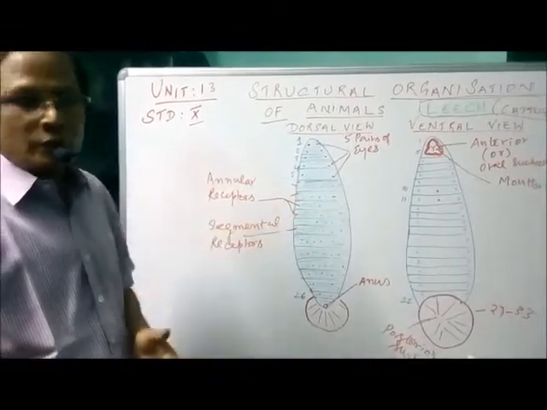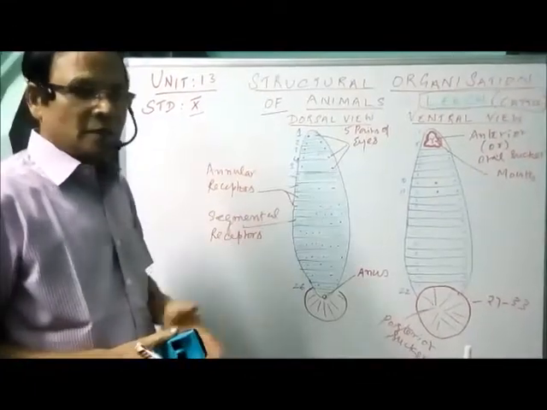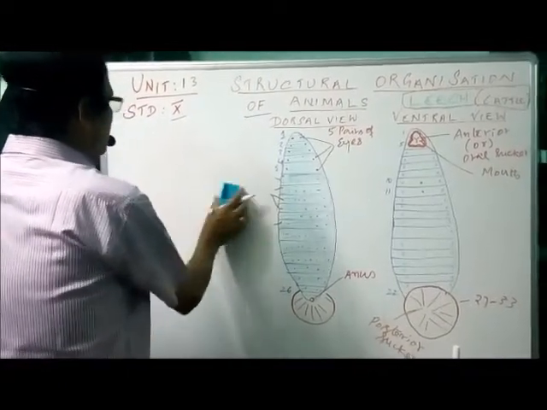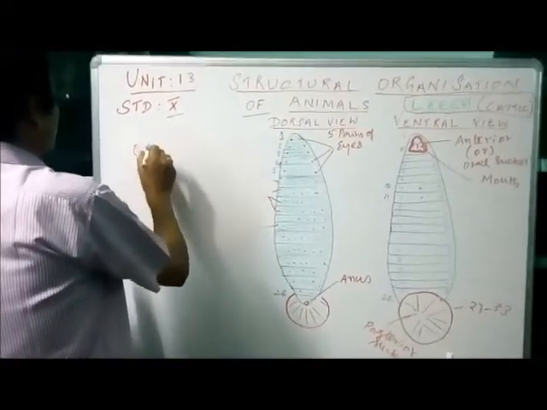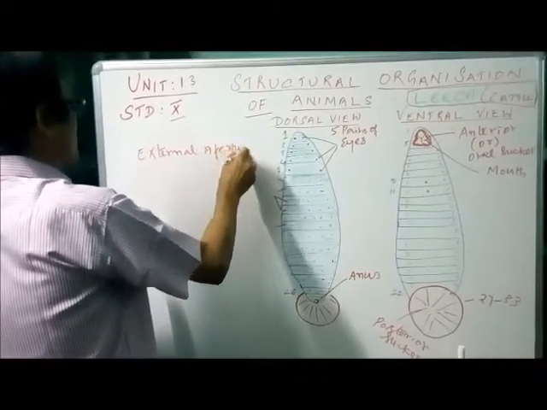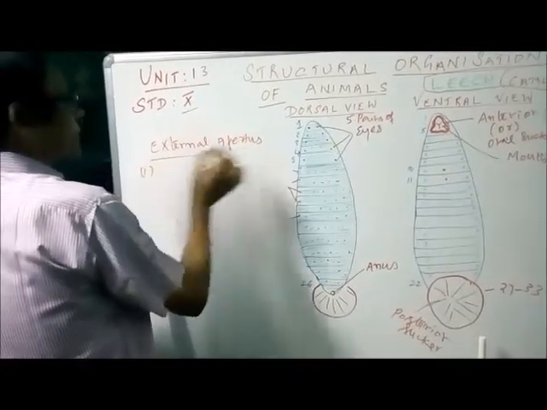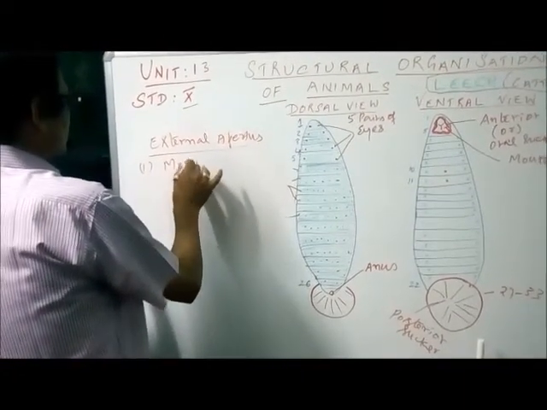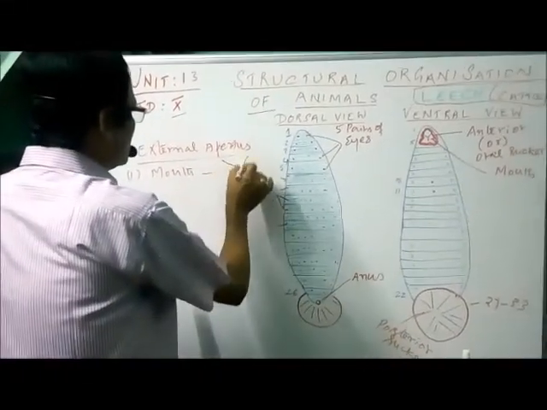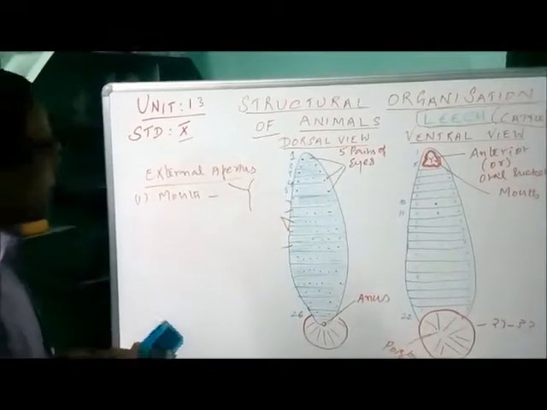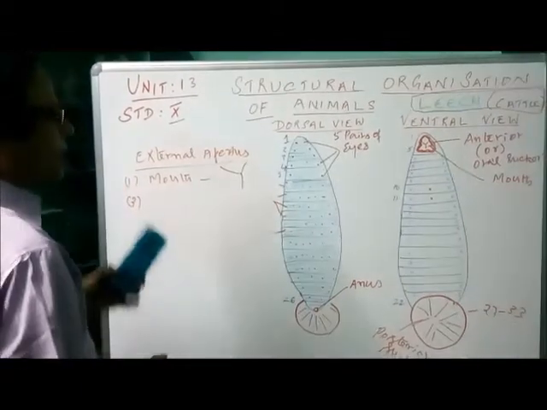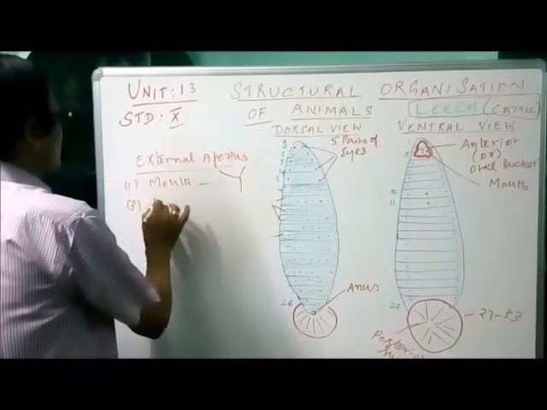Now I have to go separately. What are the openings formed in the case of such an animal, the leech? External apertures. The first one, mouth. So the mouth is present in the center of the oral circle. It is a triradiate structure like this, more or less Y shape.